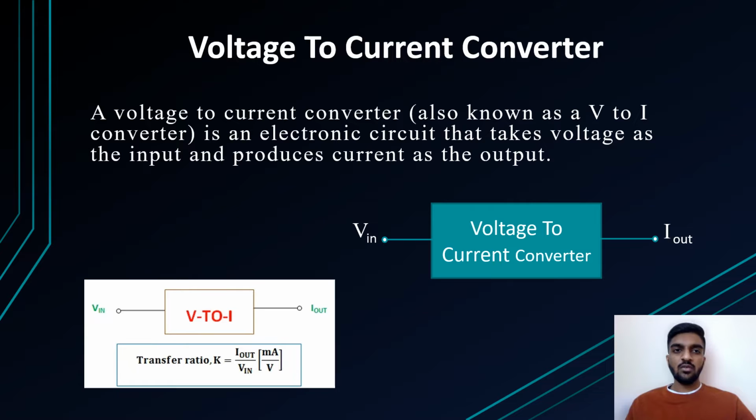Firstly, we'll learn about voltage to current converter. A voltage to current converter, also known as V2I converter, is an electronic circuit that takes voltage as the input and produces current as the output. As we can see in this figure over here, the voltage is taken as the input and we get current as the output. This is the use of a voltage to current converter.